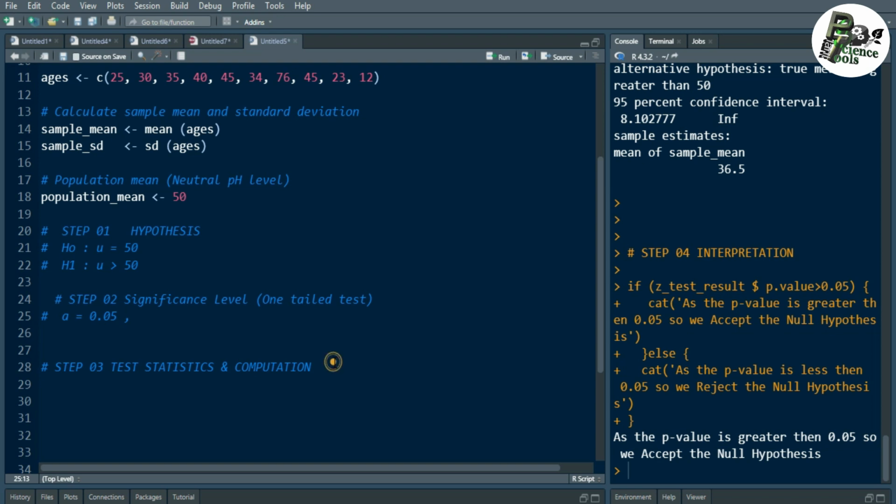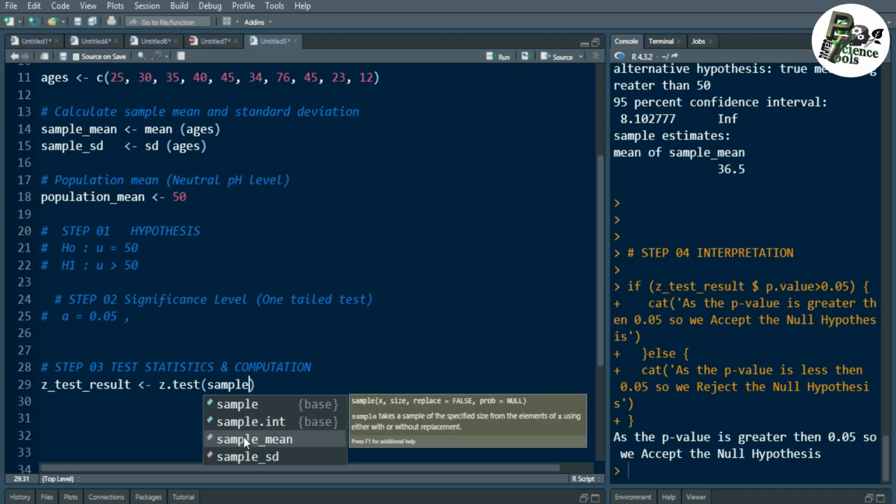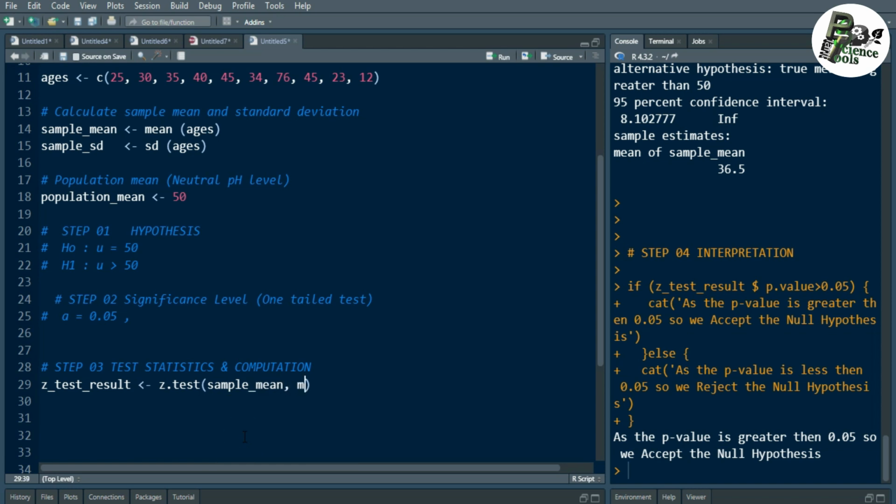Now we move to the next step, the test statistic and computation. Here our test statistic is the z-test. We will first create a variable, the z-test result, and then we will use another function, the z-test. Then we need to write our first variable x, which is our sample mean. We always need to write the sample mean first. Then we need to write the population mean, in this manner: mu and then the population mean.